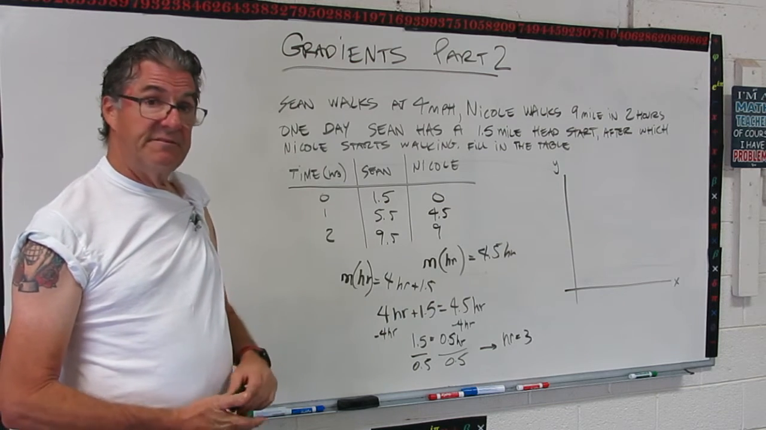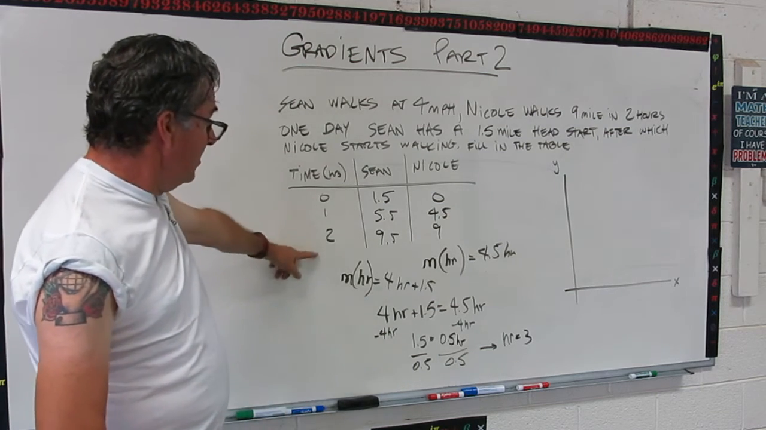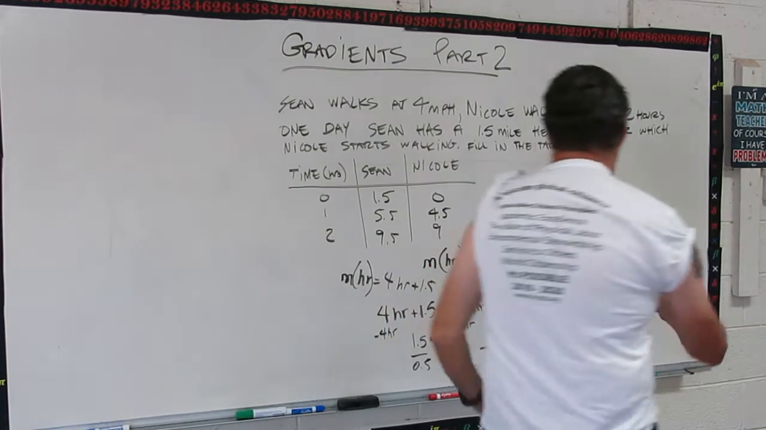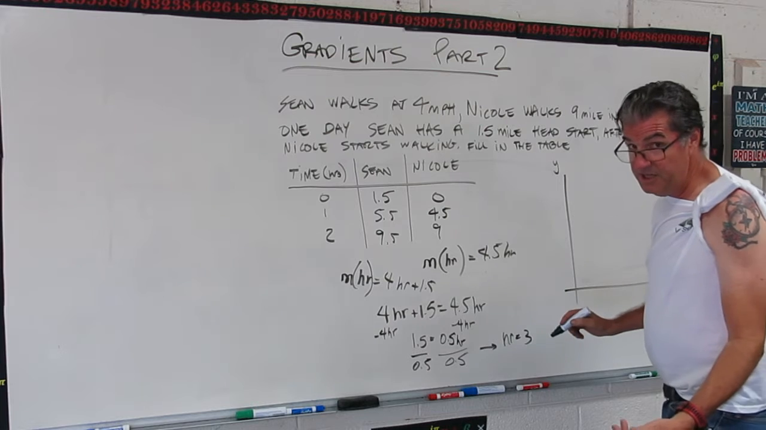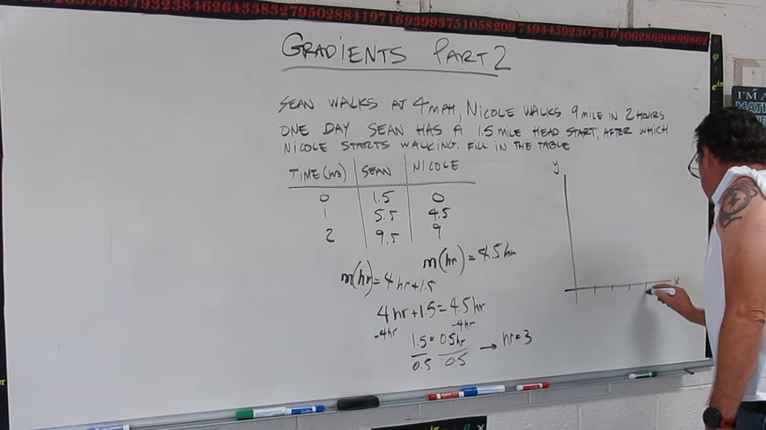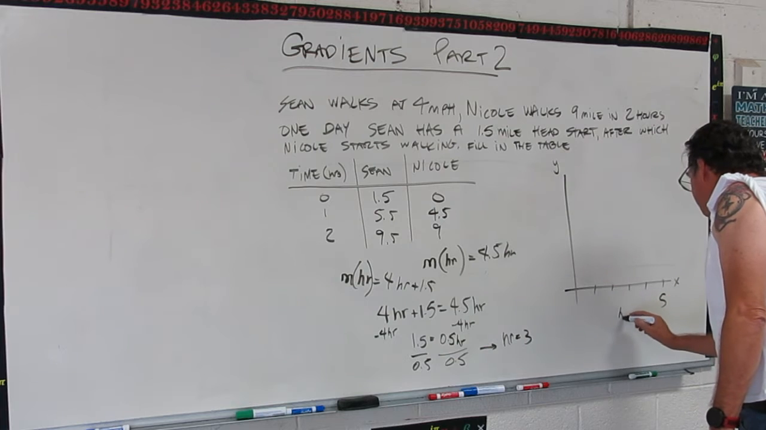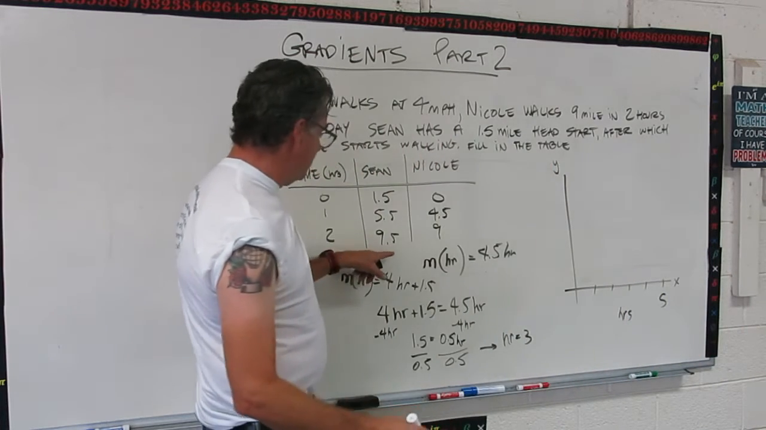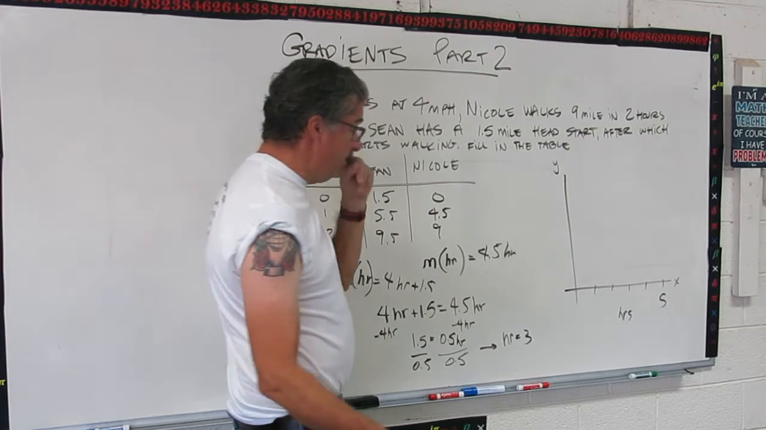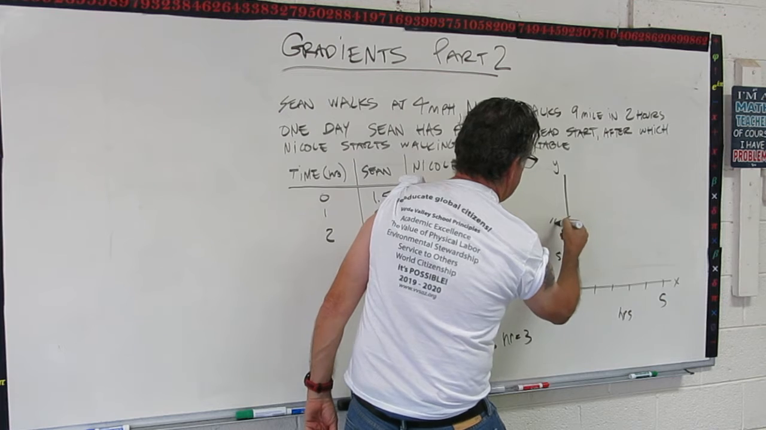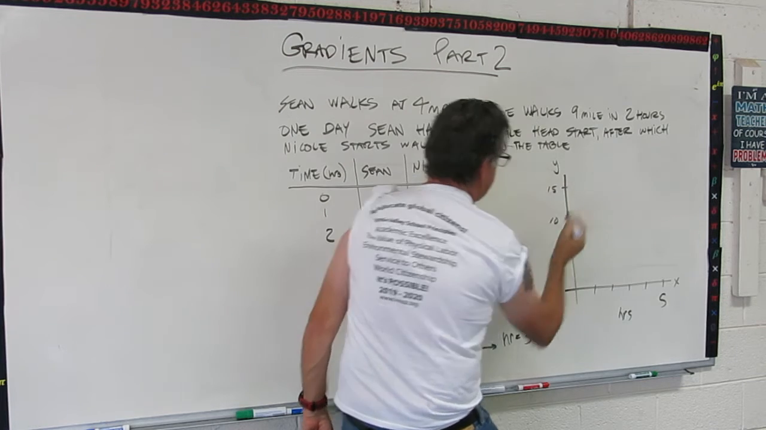But let's do the graph. Okay, so my hours on here, I just go up to 3. So hours, time is almost always the independent variable, the x-axis. So let's go 1, 2, 3, 4, 5, and that's hours. And then our mileage, it looks like they're going to cross, say, around 13 or something, so let's go to 15. So 5, 10, 15.